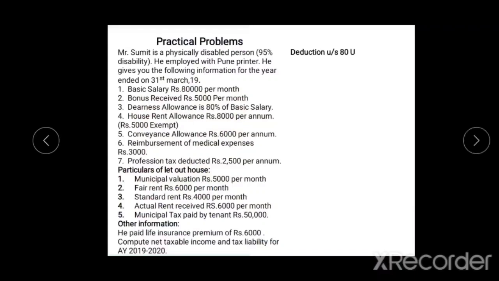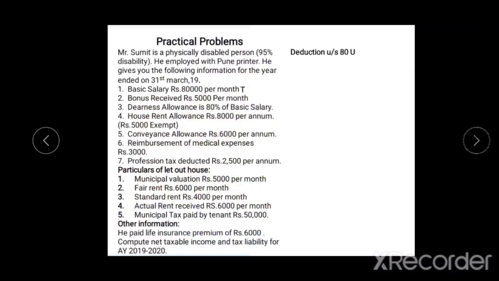The first information is given about the basic salary. Basic salary is rupees 80,000 per month. You know very well all basic salary will be taxable. So here you have to write T, or you can also write taxable. This will help you to do the practical problem in an easy way. The basic salary is 80,000, and it is per month, so we have to multiply by 12. The amount which will come, we have to record under the head income from salary.